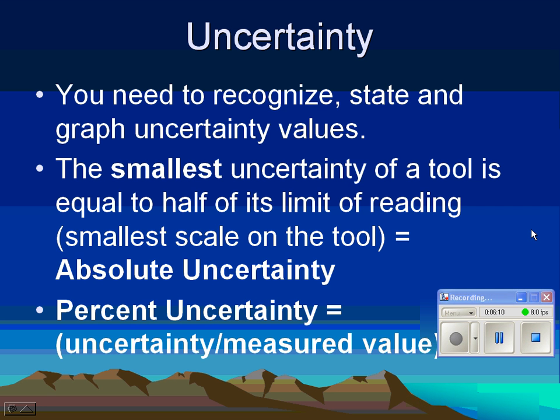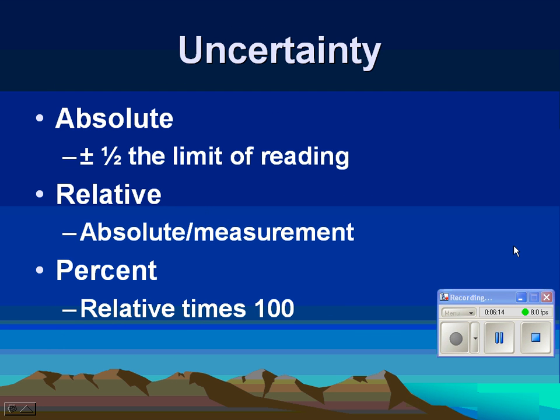This is often a more useful thing, and I know a lot of you are writing this down. I'm going to show you the next slide, which summarizes it all for you nicely. There are three kinds of uncertainty we deal with. Absolute uncertainty is the uncertainty determined by the measuring device. It's half of the limit of reading of the tool. Relative uncertainty is taking that absolute uncertainty and dividing it by the thing you measured, and it gives you a relative value for how big that uncertainty is. If I take that one and multiply it by 100, I get what's called a percentage uncertainty.